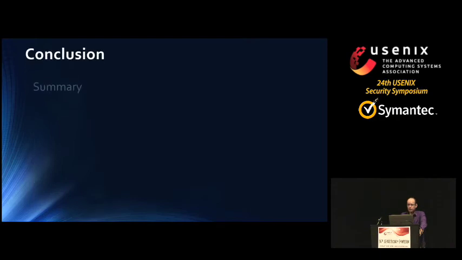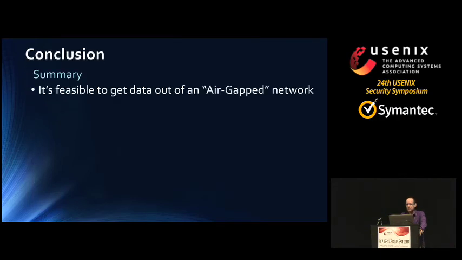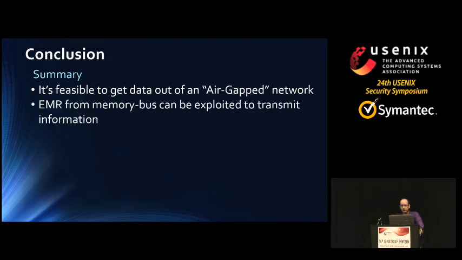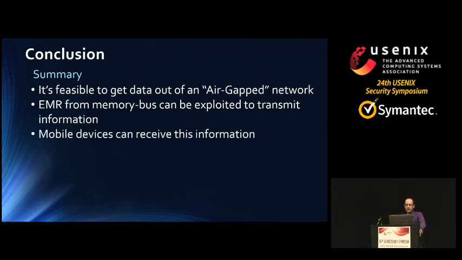So to conclude, it's feasible to get data out of an air gap network. Electromagnetic radiation exploited from the memory bus can be used to carry this information. And mobile devices can receive this information, meaning that you can inconspicuously bring a device into a restricted area and therefore receive such information.